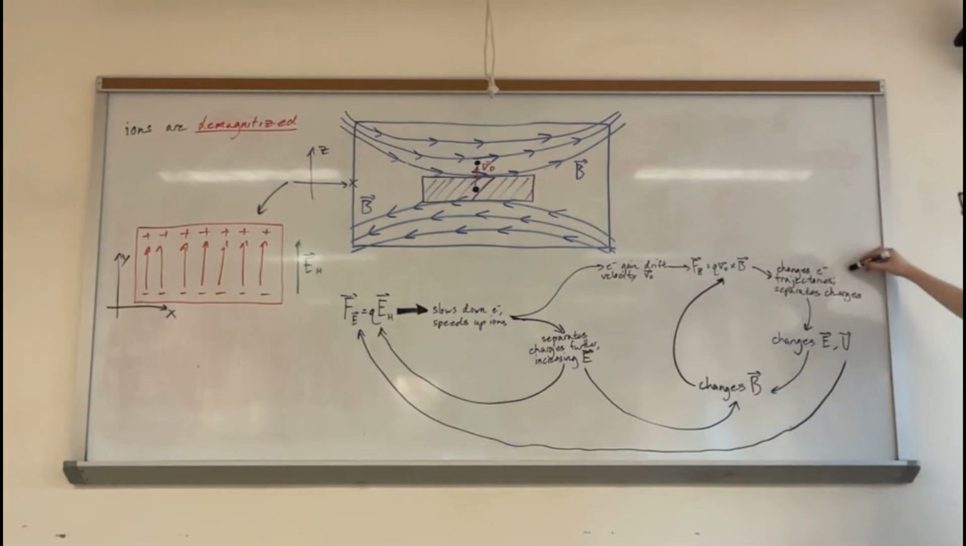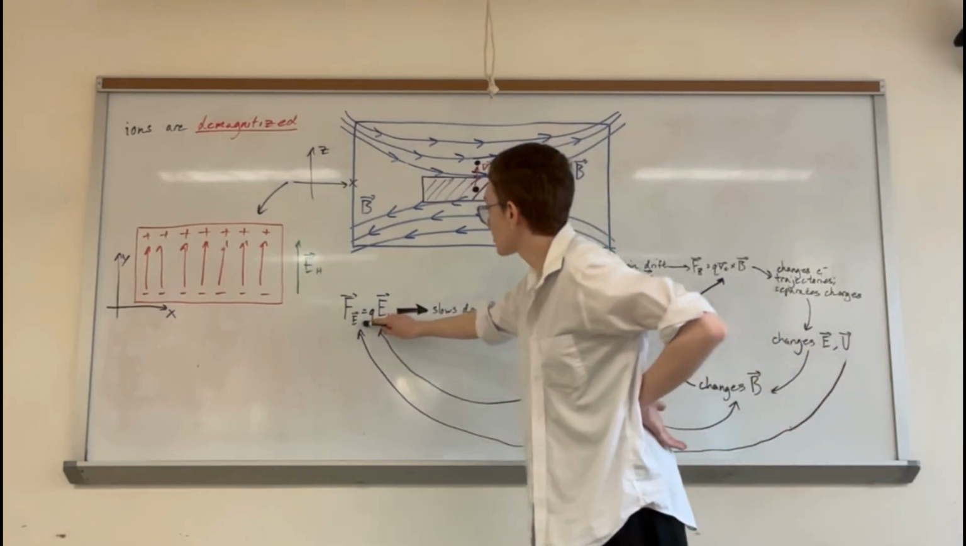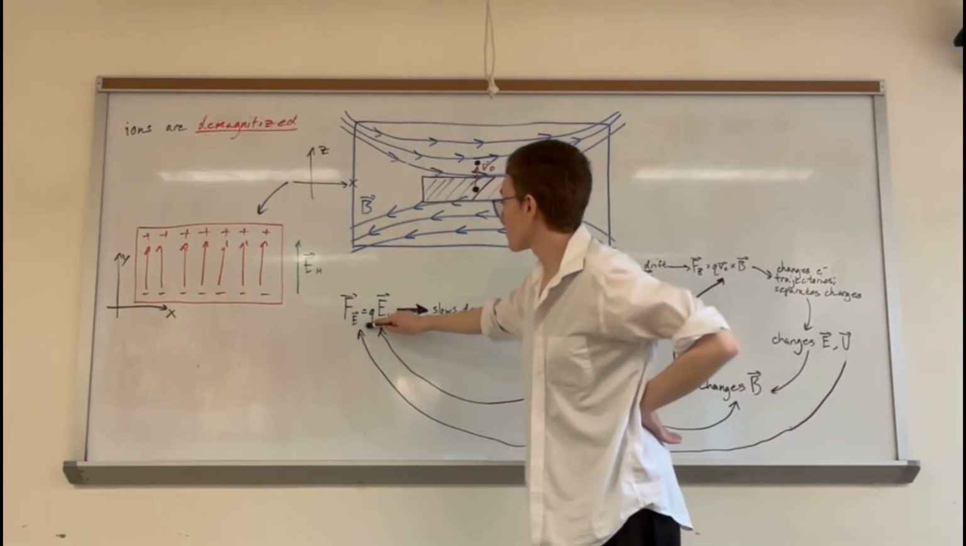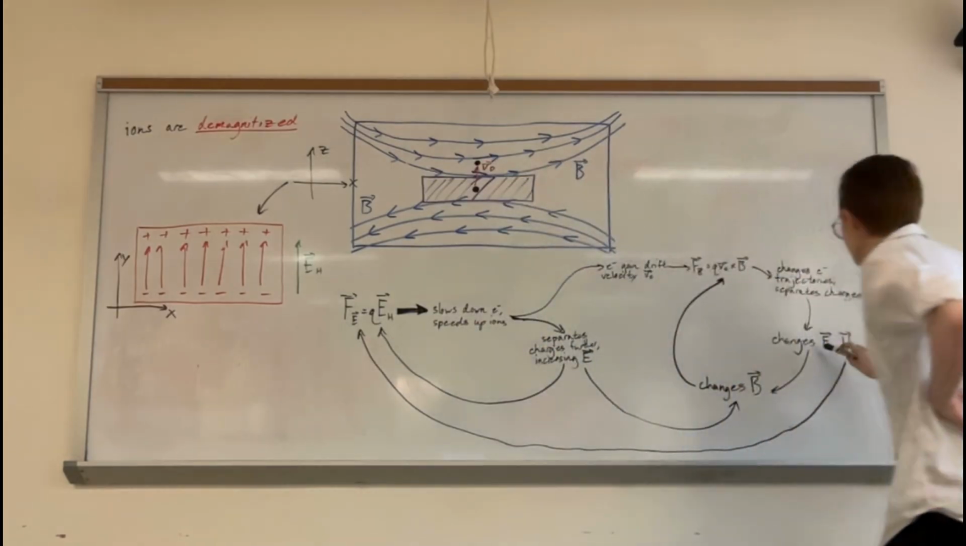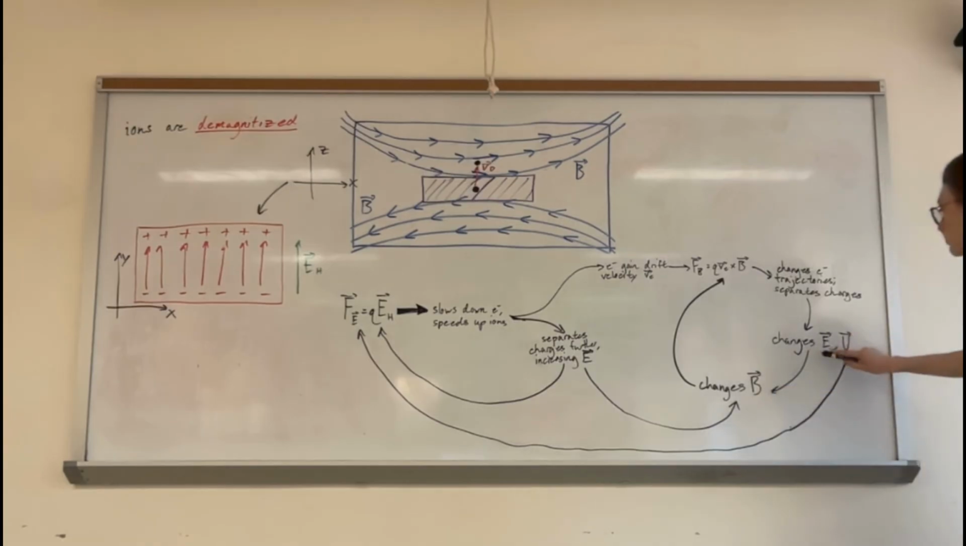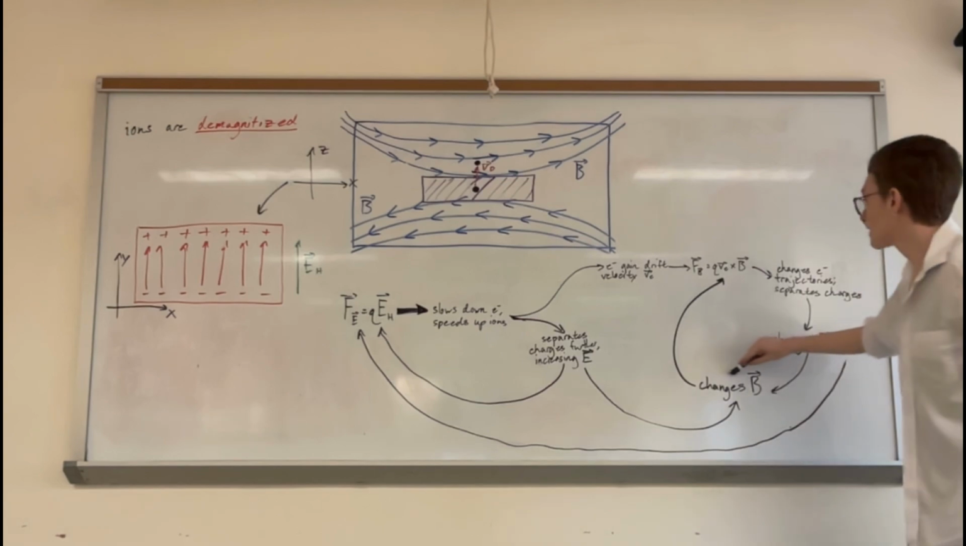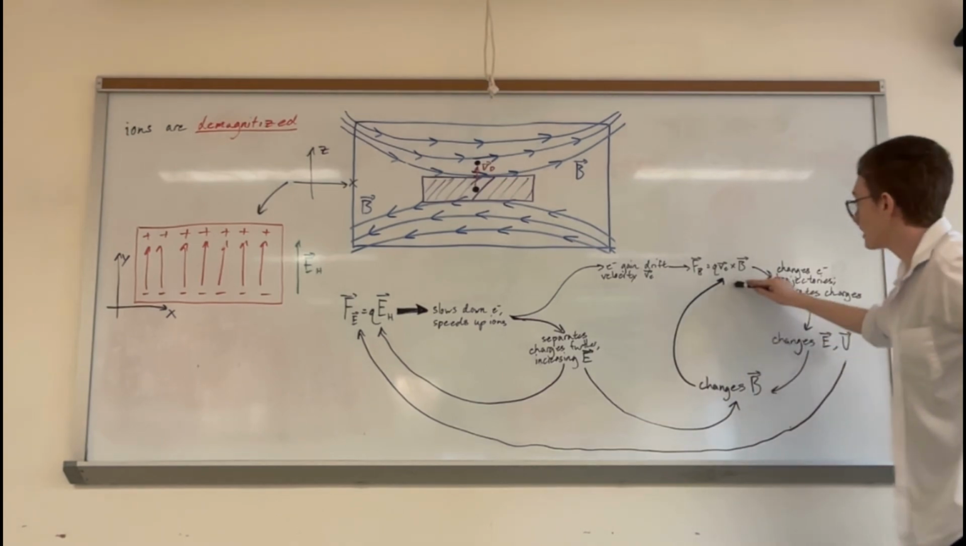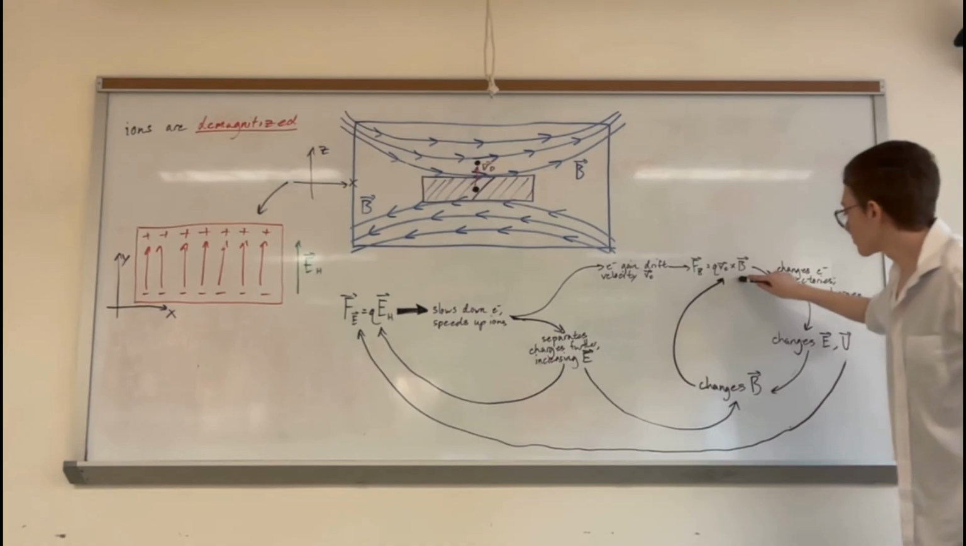So that's going to change their trajectories and separate the charges even further, which overall changes the electric field and changes the bulk velocity of all of the electrons in the system. Okay, so that changes the electric field. Now that's going to change the electric force that both the ions and the electrons experience. It's also going to change the magnetic field because the magnetic field is intricately related to the electric field through Maxwell's equations. Okay, so that's going to change the magnetic force that all of these particles are experiencing.